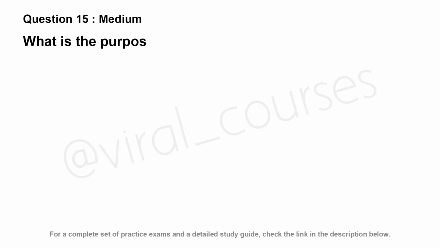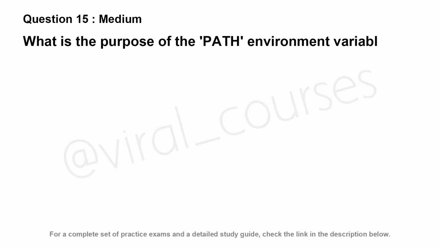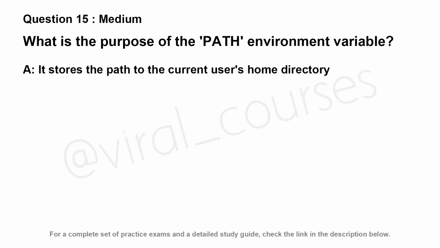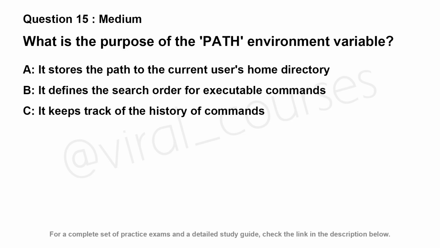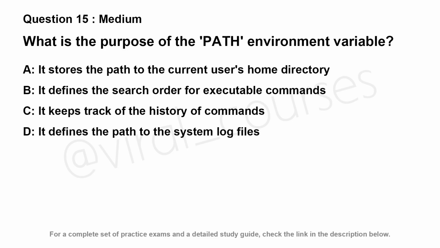What is the purpose of the PATH environment variable? Option A. It stores the path to the current user's home directory. Option B. It defines the search order for executable commands. Option C. It keeps track of the history of commands. Option D. It defines the path to the system log files.